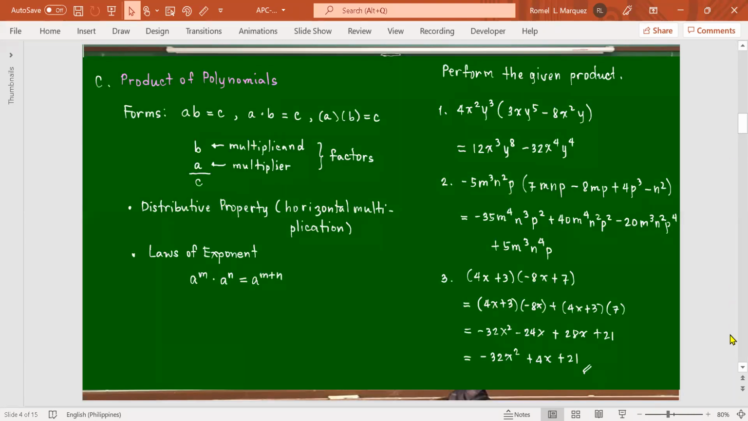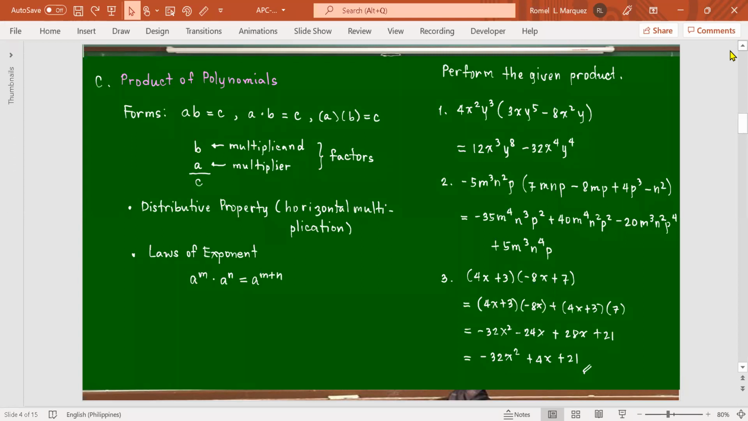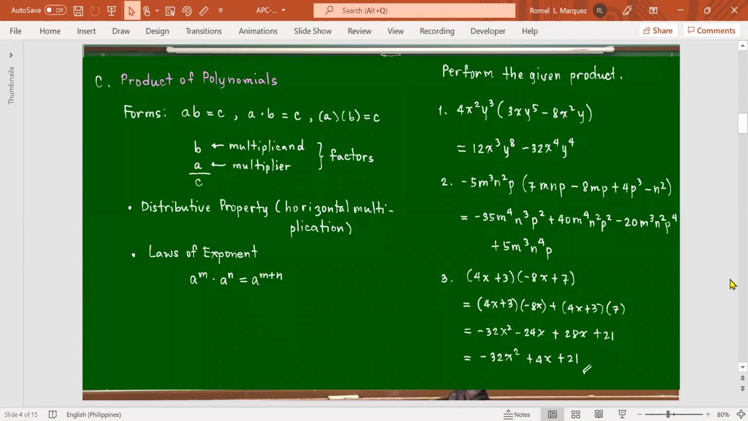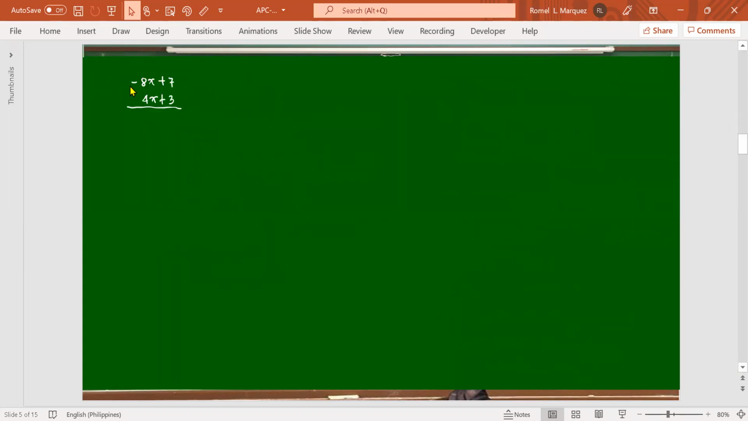Of course, as an option, you can do the multiplication vertically. 4x plus 3, times negative 8x plus 7. Technically, ang nasa taas ang negative 8x plus 7. Then 4x plus 3 because this is the one we are multiplying. Am I right, guys? But of course, you can do any of the order.